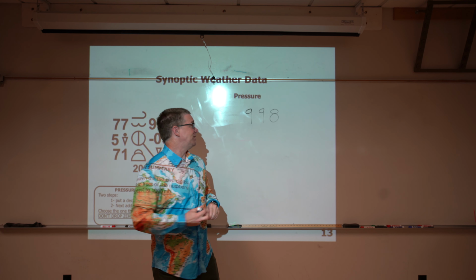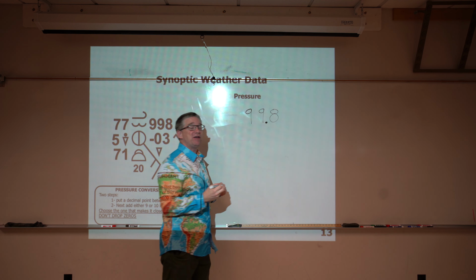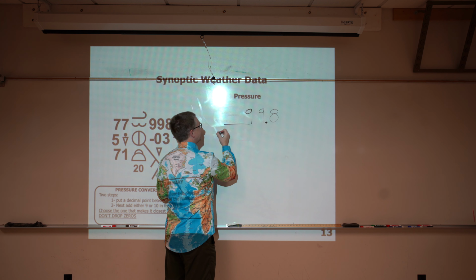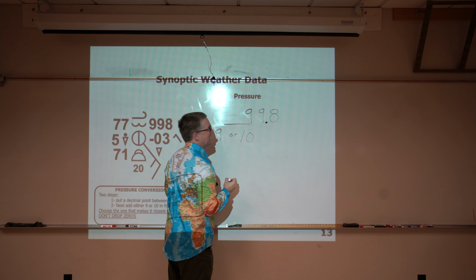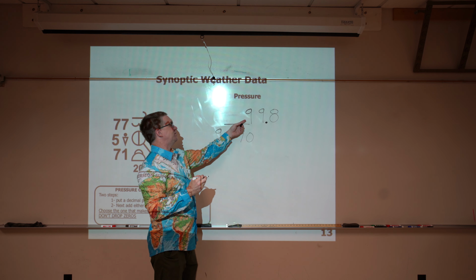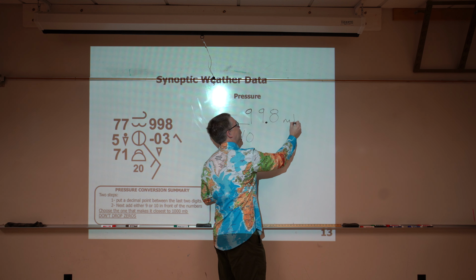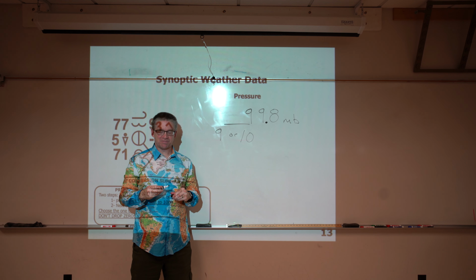First thing you do is you put a decimal point between the last 2 numbers. So in this case, between the 9 and the 8. Then in front of this, you're going to put either a 9 or a 10. So this is either going to be 999.8 millibars, or it's going to be 1,099.8 millibars.